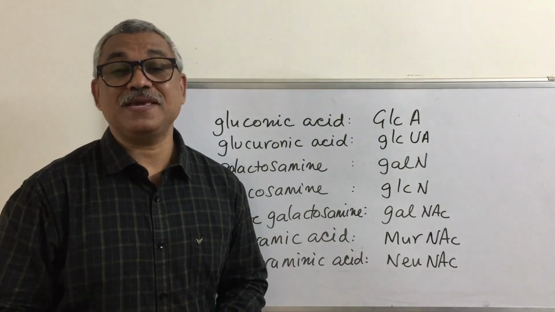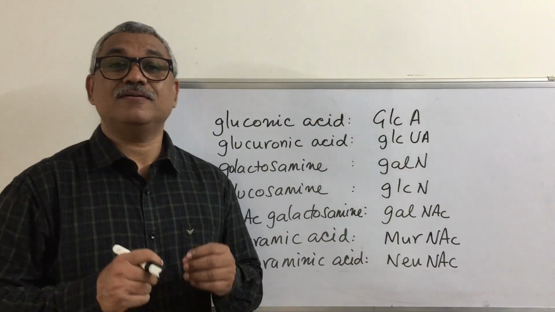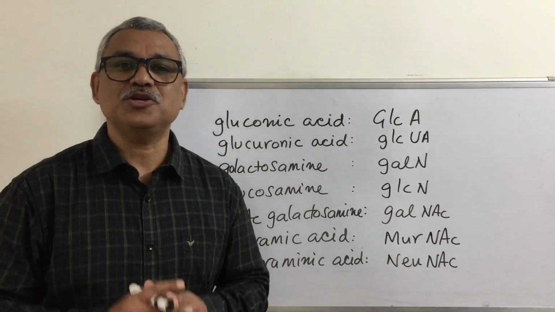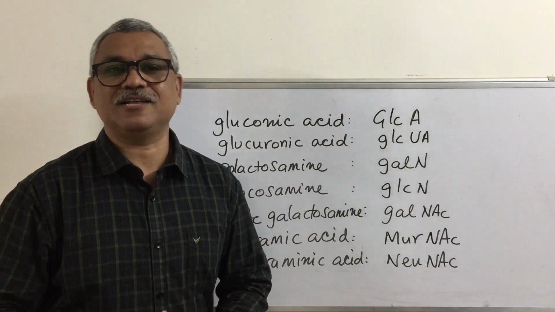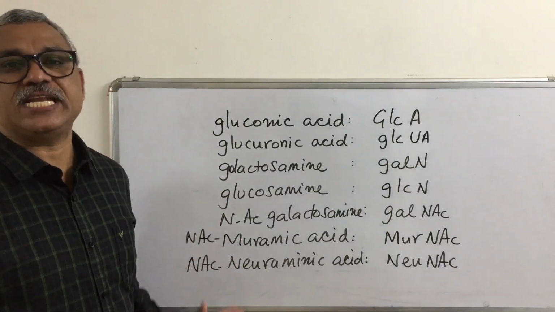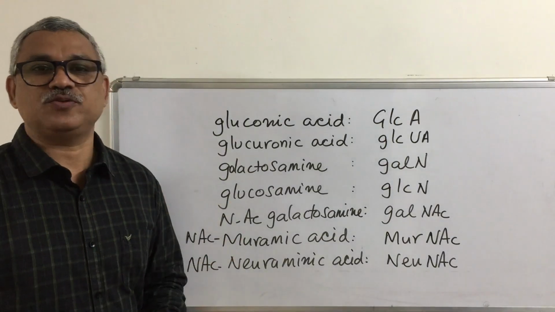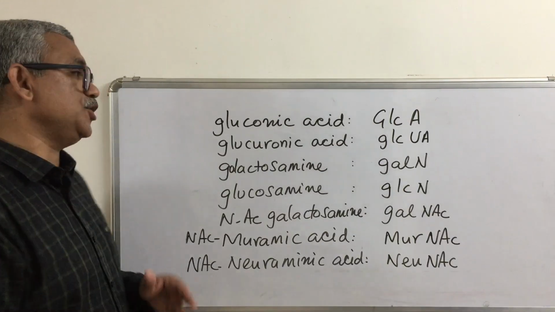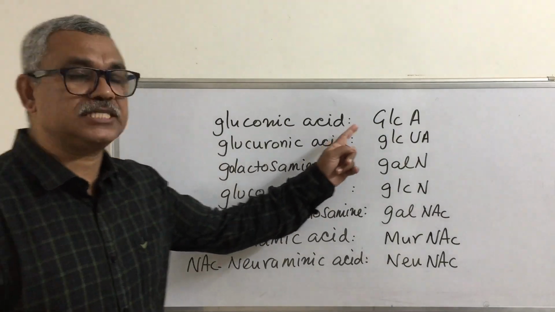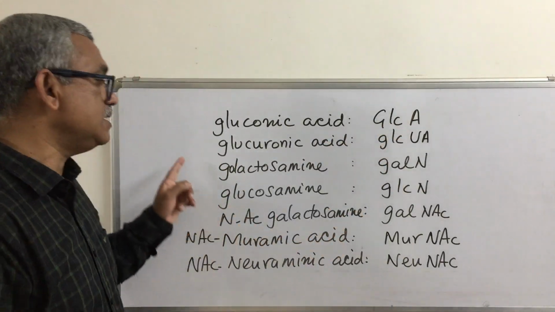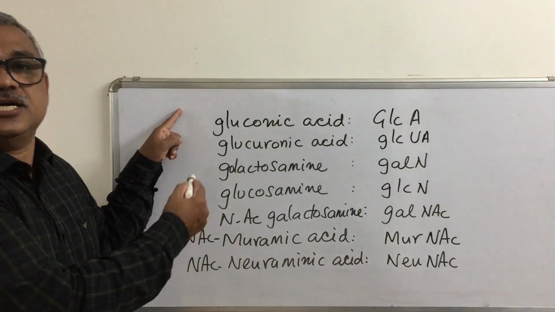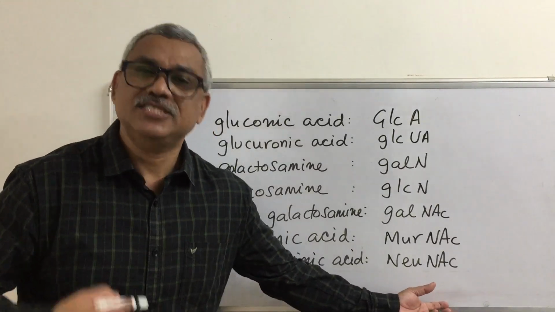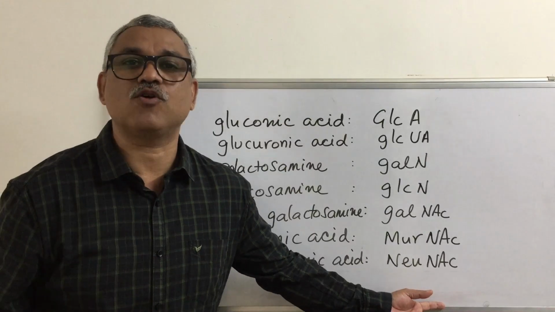This session will not be complete unless we discuss something about the common abbreviations that are used for sugar derivatives. Some of the sugar derivatives are given here for students to get an understanding of how these common short forms and abbreviations are used. Gluconic acid, for example, is written like this. All these sugar derivatives you will find in the short form in a biochemistry textbook.